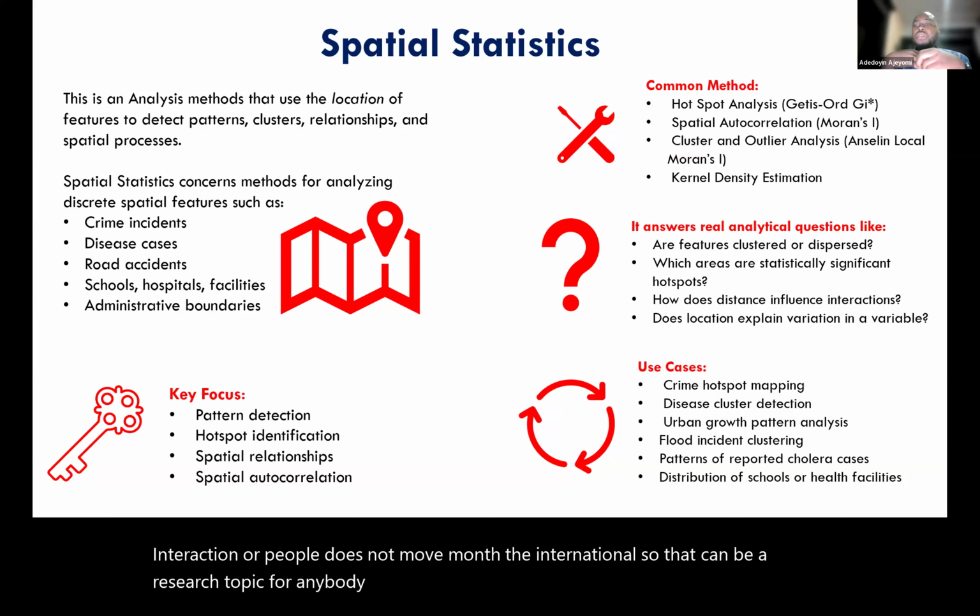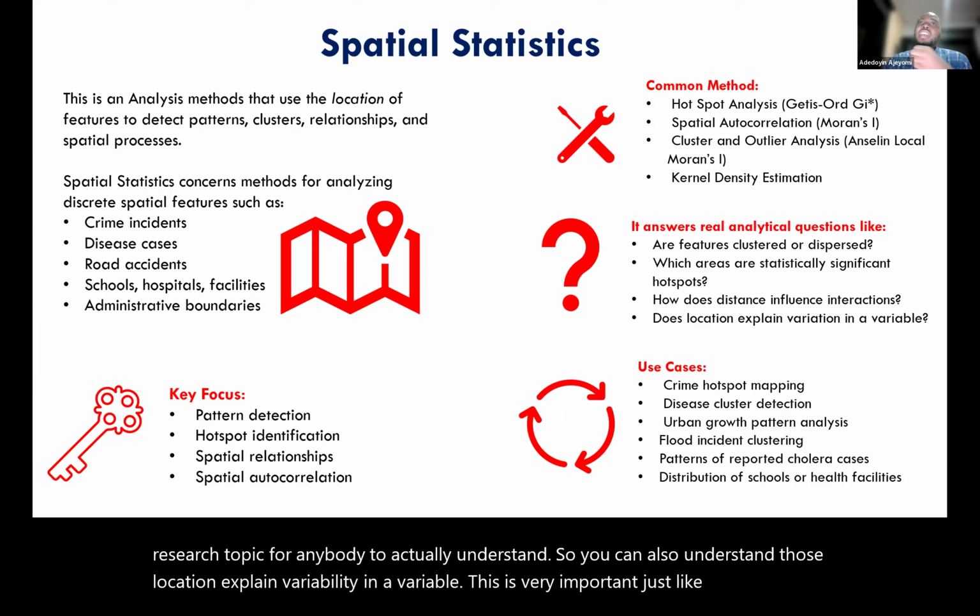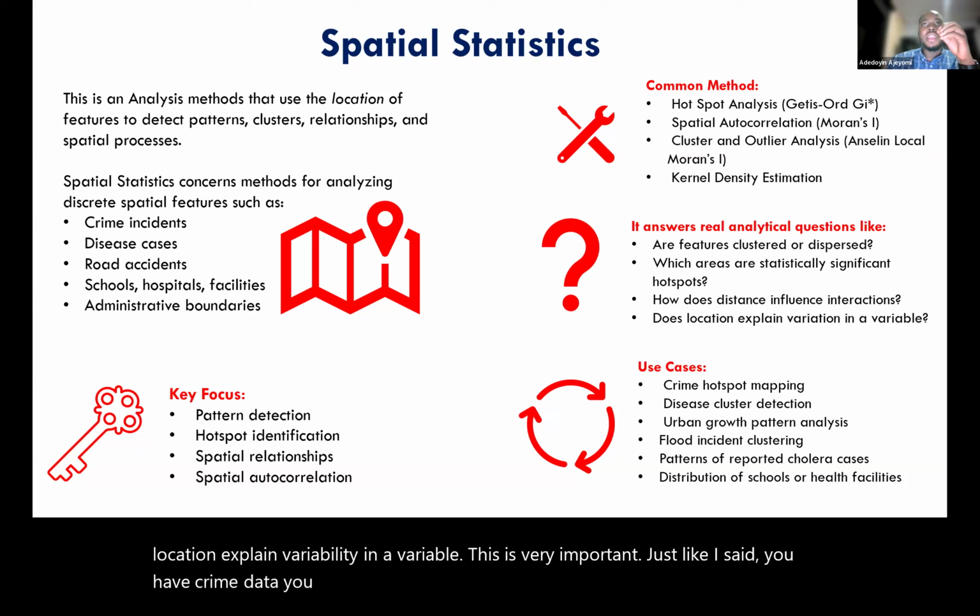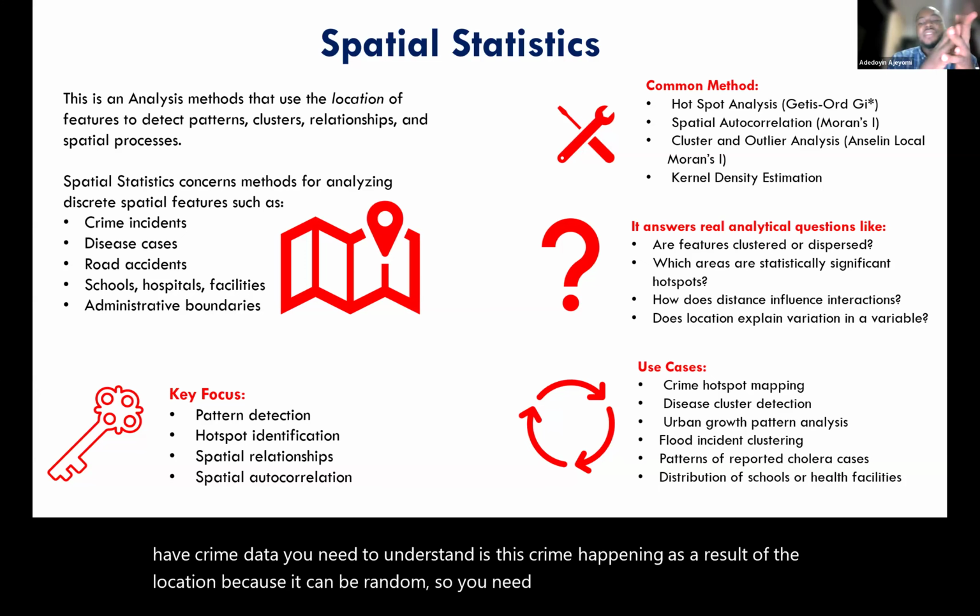You can also understand whether location explains variability in a variable. This is very important. Just like I said, you have crime data. You need to understand whether this crime is happening as a result of the location, because it can be random. So when you are trying to answer this kind of question, you use spatial statistics.